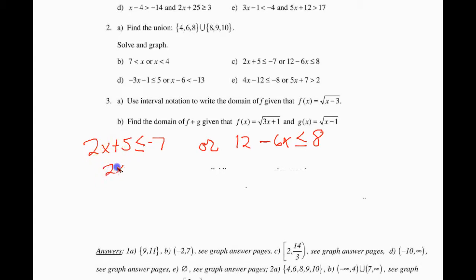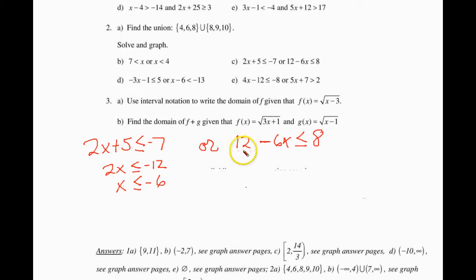So the 2x is going to stay there. This is going to be transposed. It becomes a negative 5, so this is less than or equal to negative 12. And then divide both sides by 2. And we get then x is less than or equal to negative 6.